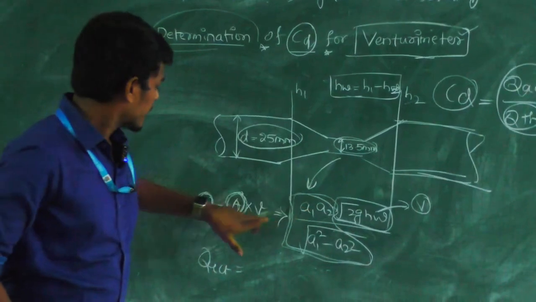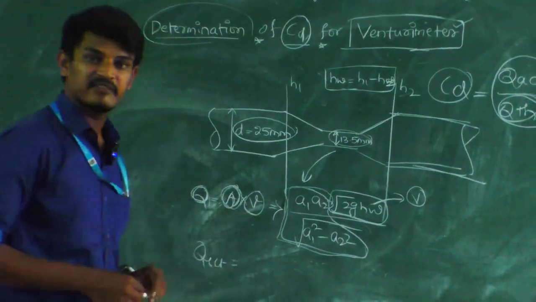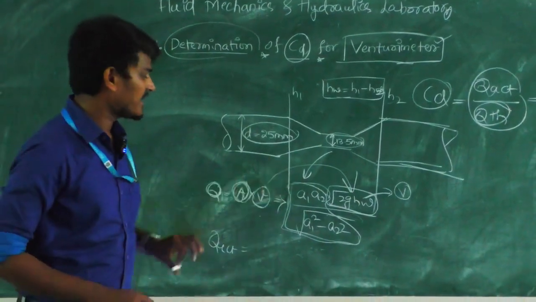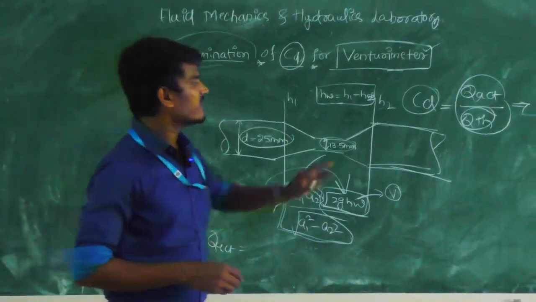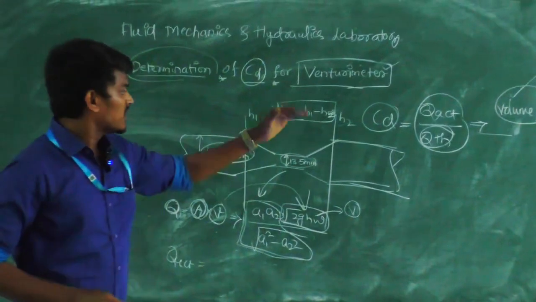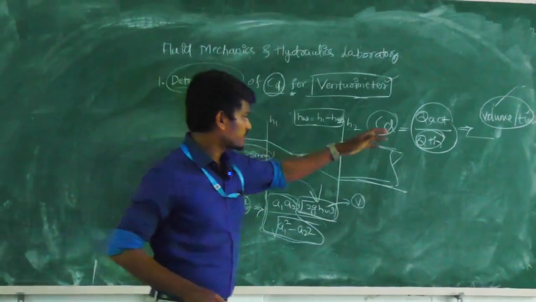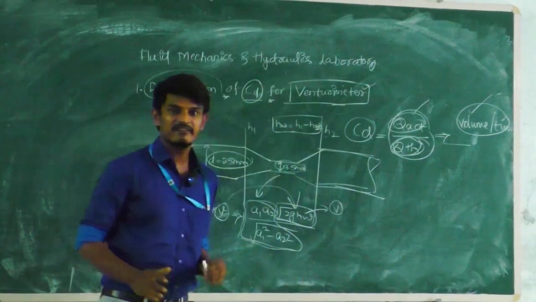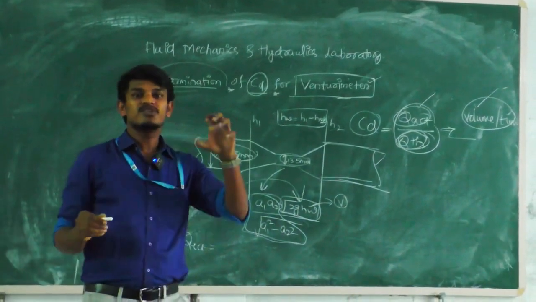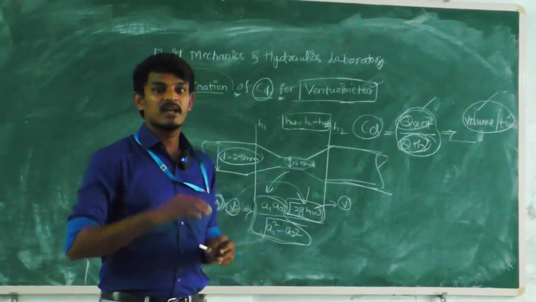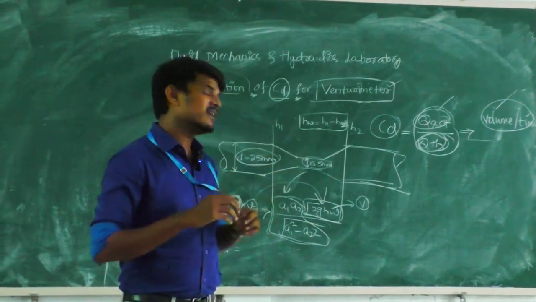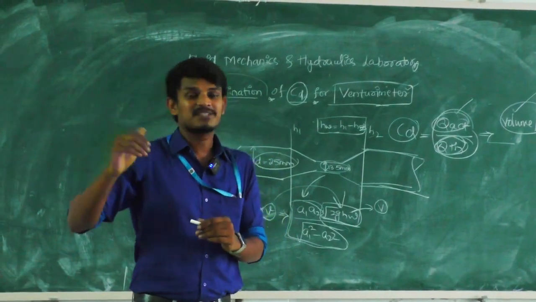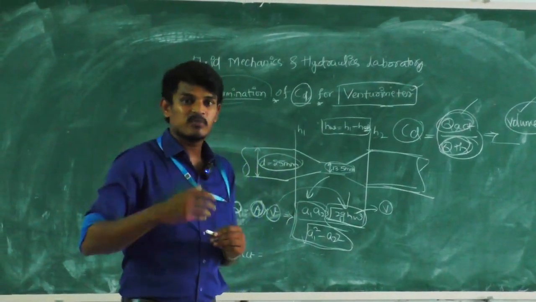And how can we calculate V? V is nothing but square root of 2gH. This is the theoretical discharge, and we know the actual discharge. By putting these values, Q actual by Q theoretical, we will get the CD values. So basically venturimeter has very good efficiency. The efficiency of venturimeter is more than 0.95 to 0.96, and 0.97 is also possible in some cases.